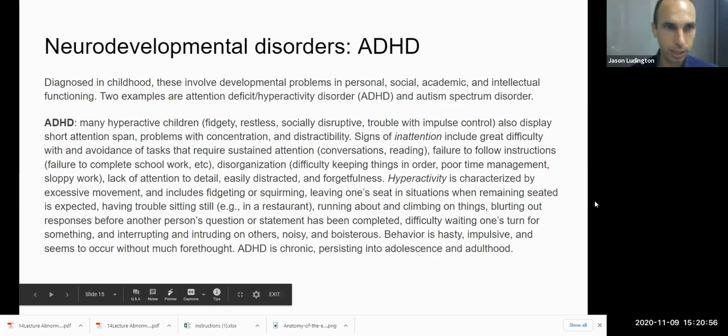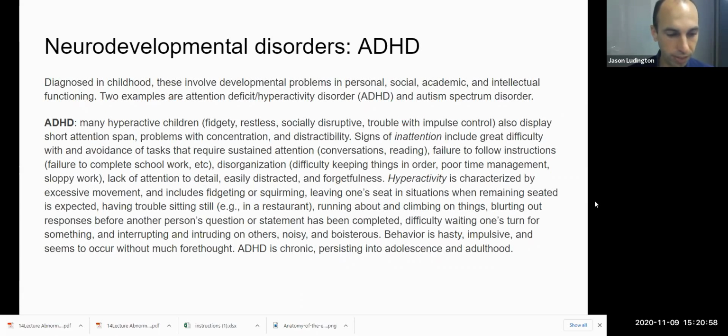All right, we're getting toward the end of the lecture here. Neurodevelopmental disorders are those that occur in childhood. So they used to be called childhood disorders. Now the names of these disorders change from decade to decade as these Diagnostic and Statistical Manual editions get revised and people know more and more about them. The names end up changing.